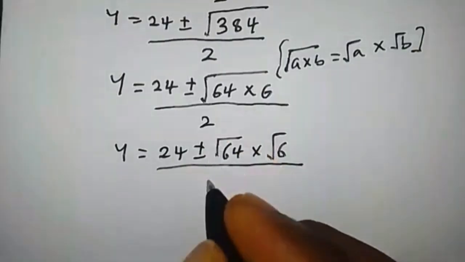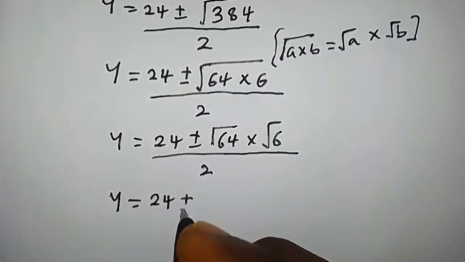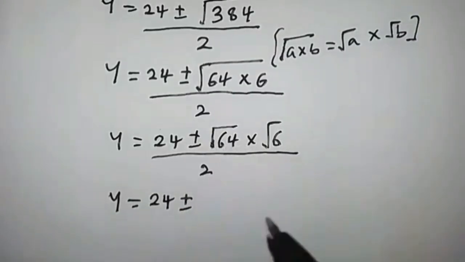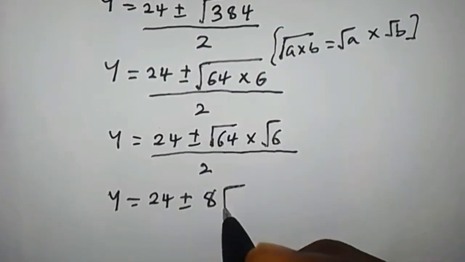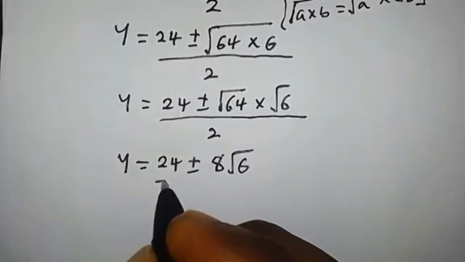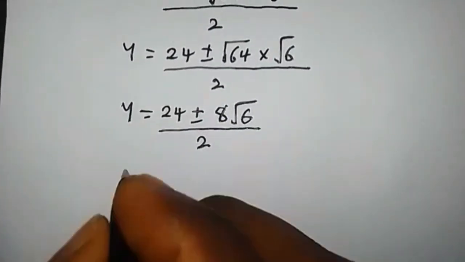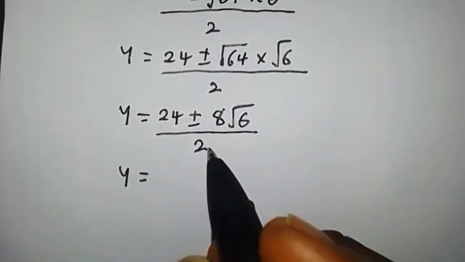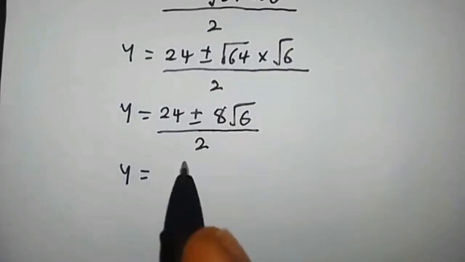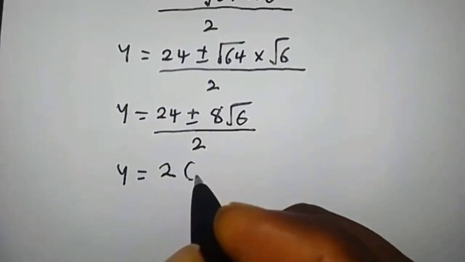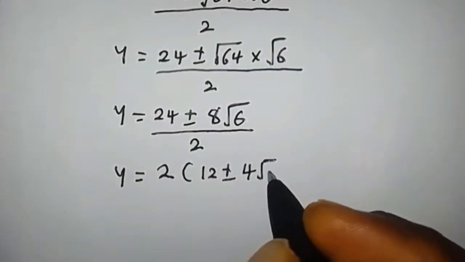Everything divided by 2. Y equal to 24 plus or minus. What is square root of 64? That is simply 8 times square root of 6 divided by what? 2. Let's proceed further. Y equal to, we can do something at this numerator. Let us factor out 2. So that will be 2 into 12 plus or minus 4 times square root of 6.